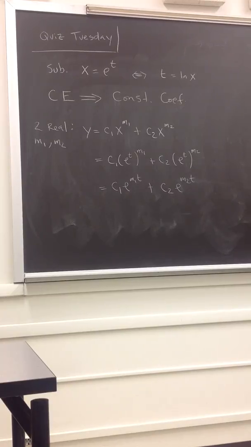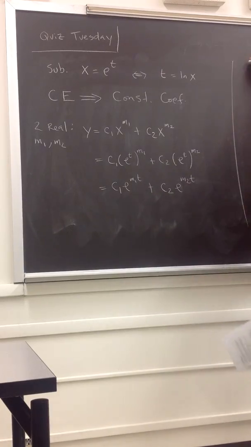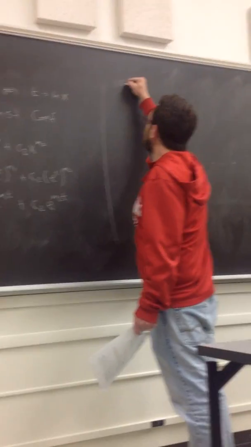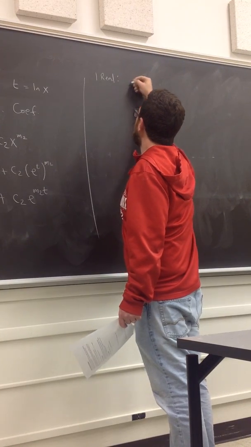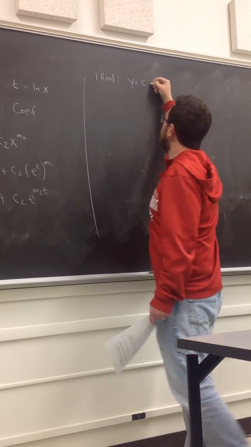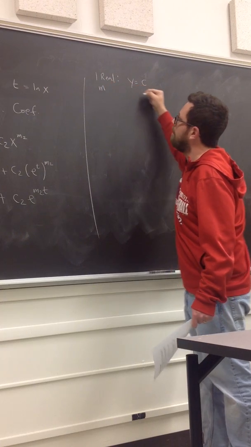Right, so I'm only doing this to make it believable to you that with this substitution, it's going to transform the equation. This is not a proof, but it at least shows that the types of solutions are the same. Okay, so what if we have one real solution? It's Cauchy-Euler, then let's call it one real solution m.